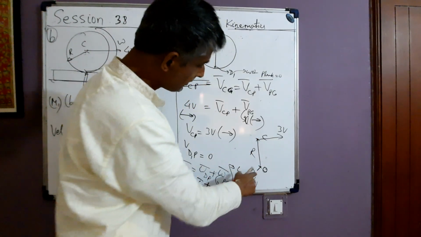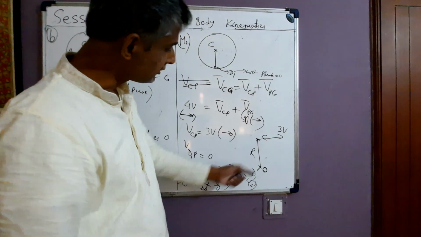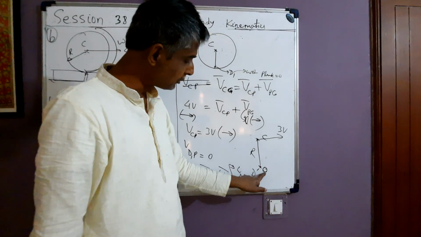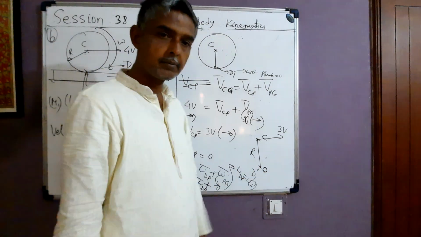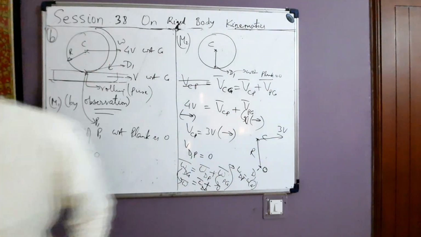Now you can see by definition this is the 0 velocity point. So there is nothing to be done here, because this point is 0 velocity with respect to plank by mere observation. This is the IC. So there is nothing to be done in this method 2.